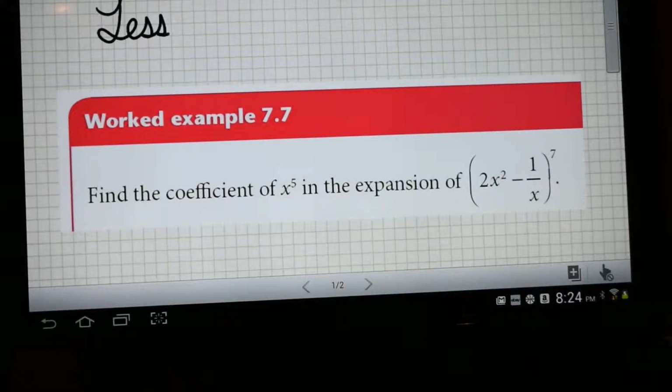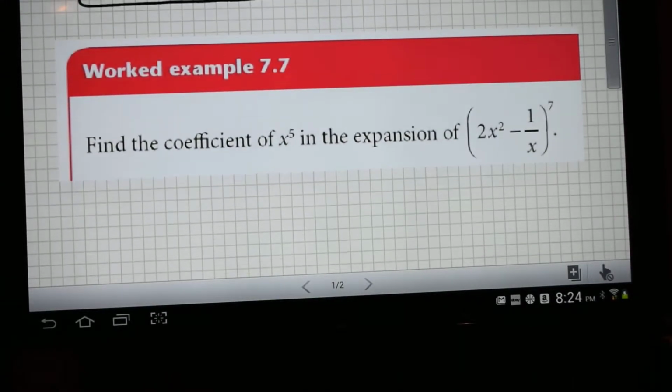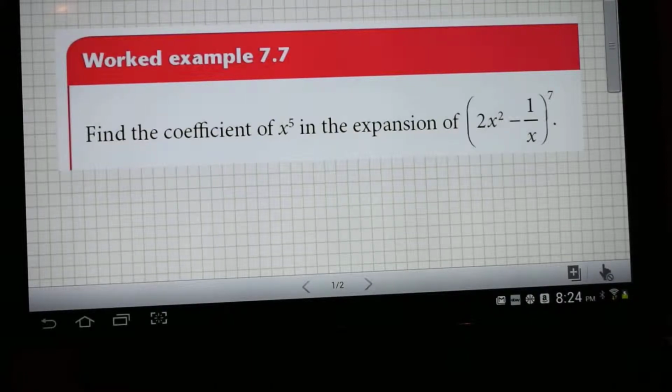If you recall, we started Lesson 7C on Friday. And we did the first two examples, so worked examples 7.5 and 7.6. And you were supposed to do some exercises. I don't remember what those are off the top of my head, but you should have those written down. So we're going to do two more examples today. And then the next class period, which is Wednesday, we're going to do the last example in Lesson 7C, and you'll finish up the exercise. It's kind of a long lesson and a long exercise. It's a really important lesson.